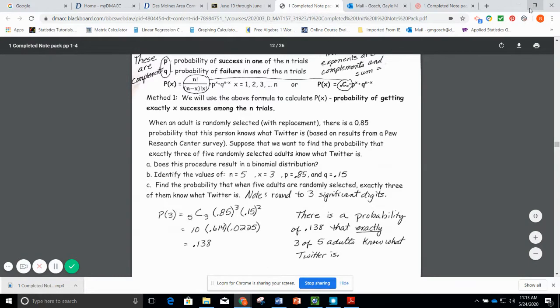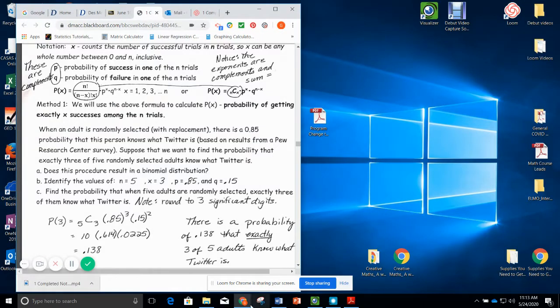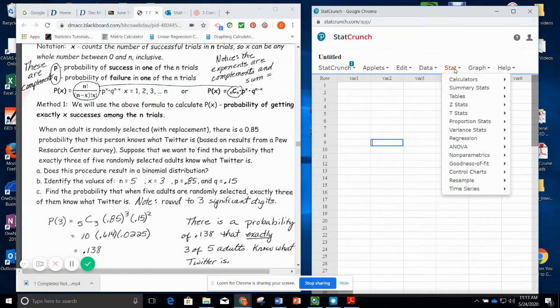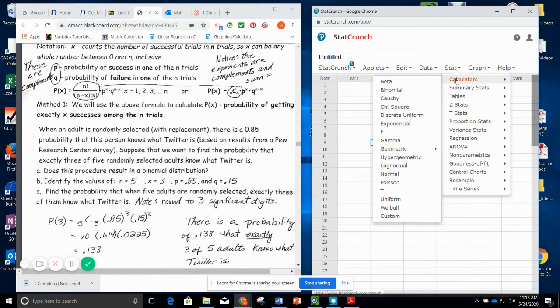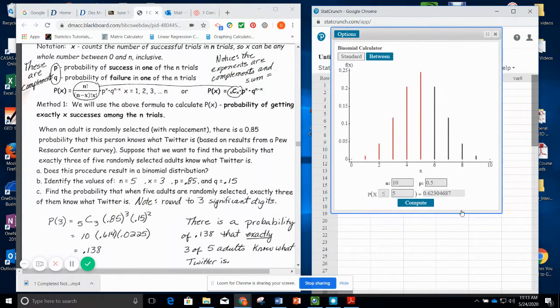Now we can do this in StatCrunch, so I need to open that up. When you go into StatCrunch, we're going to be using a new calculator. So I'm going to go to Stats, Calculators, and I want you to recognize again that calculators will help you identify probabilities. So I'm going to go to the Binomial calculator. It will default to this screen here, and it's prompting you to put in the information.